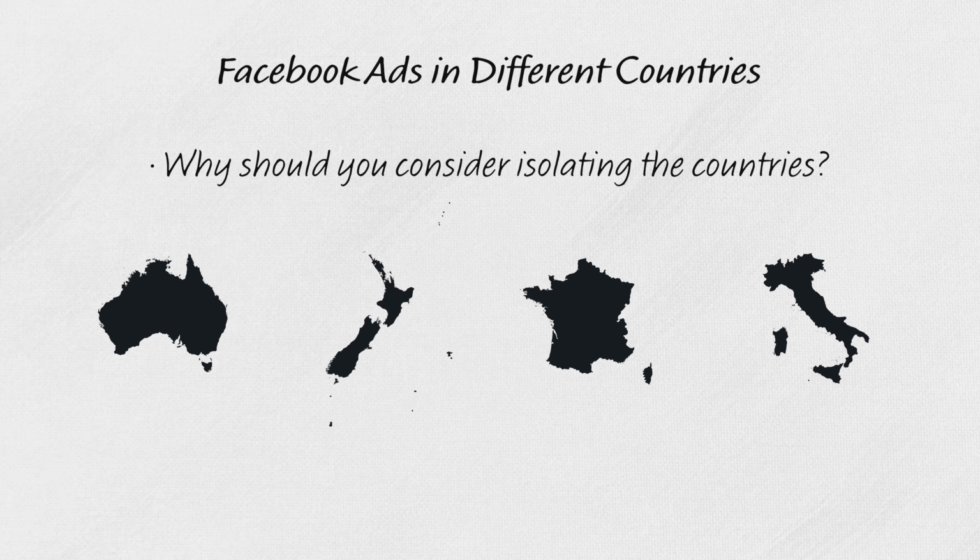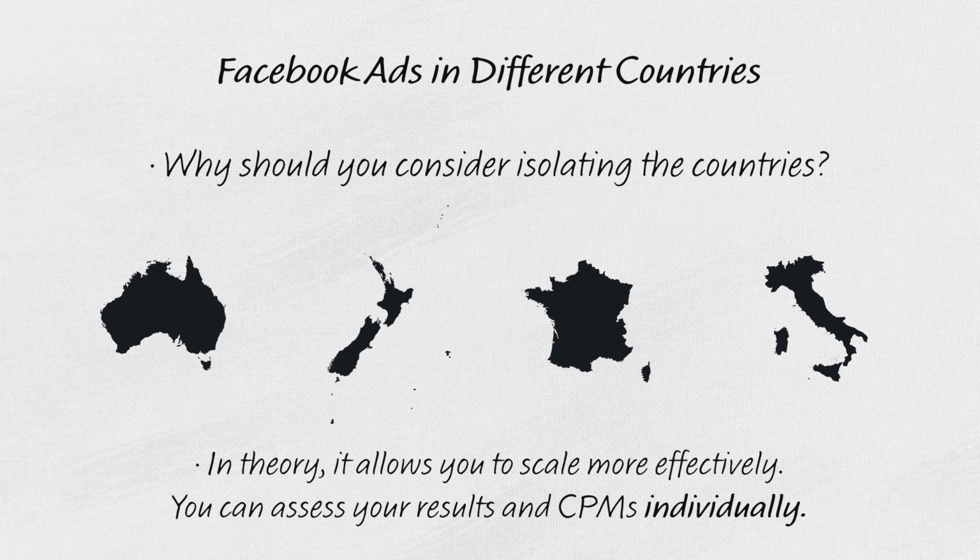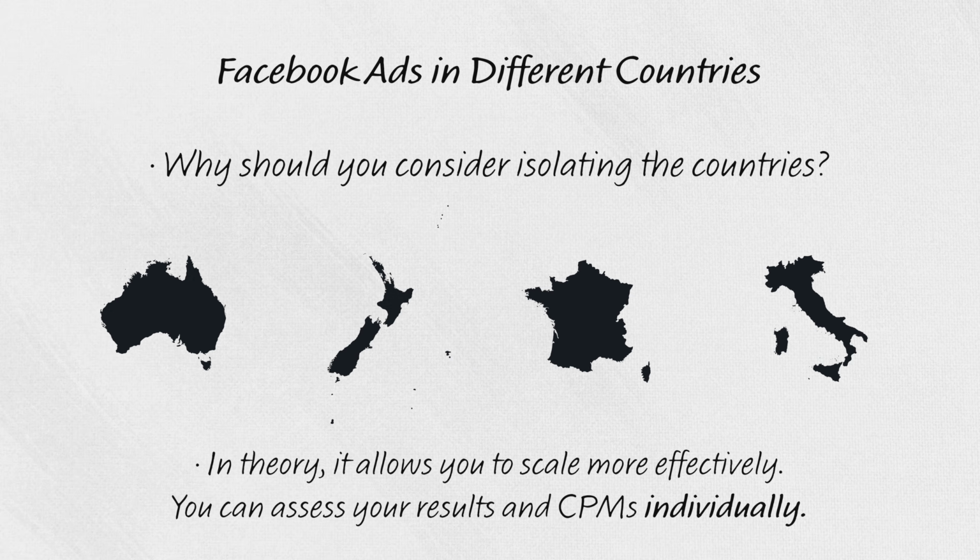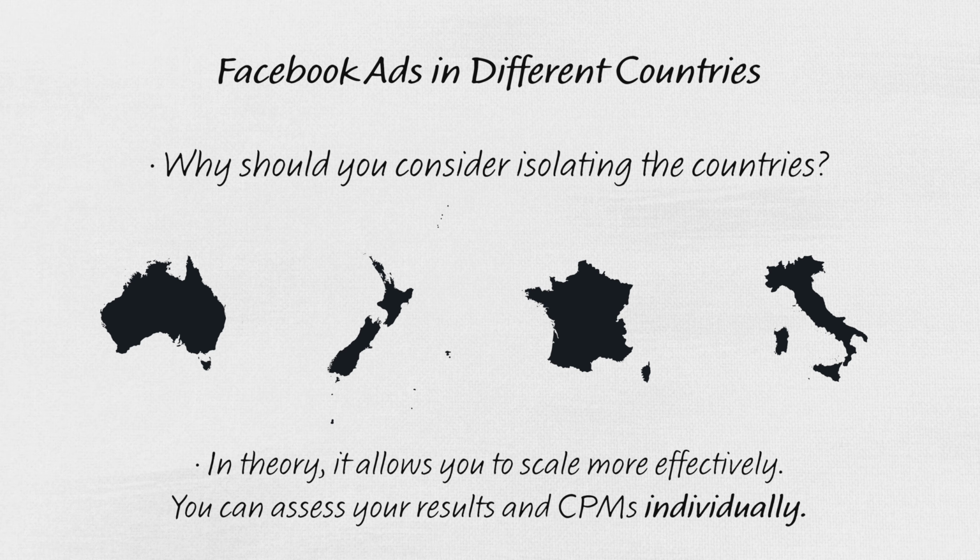I have seen other accounts that are working like this with zero issues. One last thing, and one technique that I'm using a lot of times in these countries, because I was seeing that when I was isolating one country that was taking all of the budget, I was having worse results. The reason for you to isolate the countries is because in theory, you can scale more. Why? Because you can see the different CPMs that you get in the different countries.